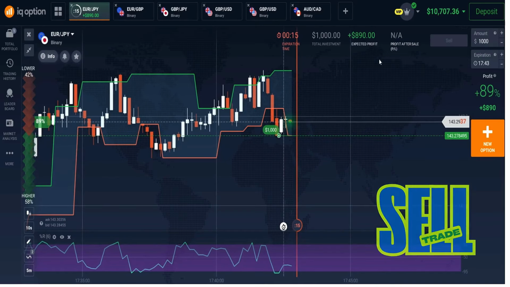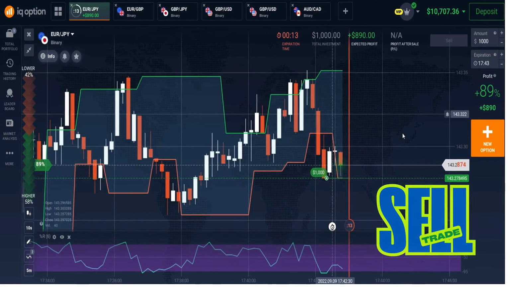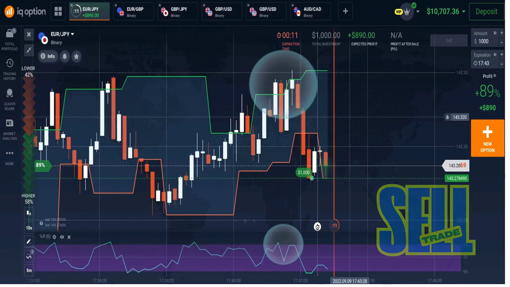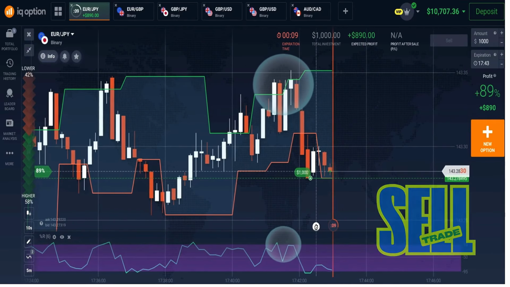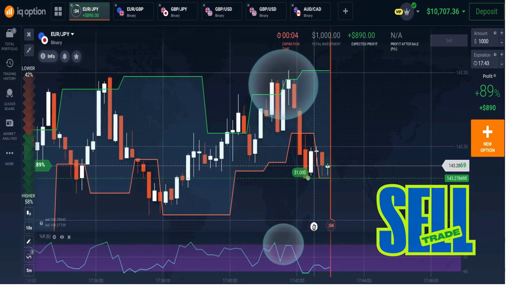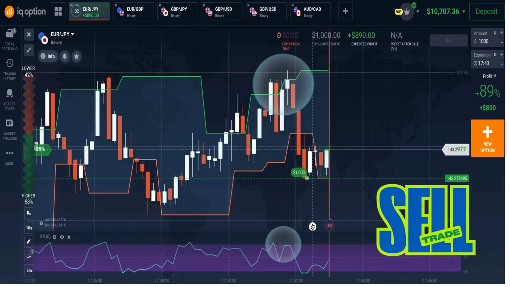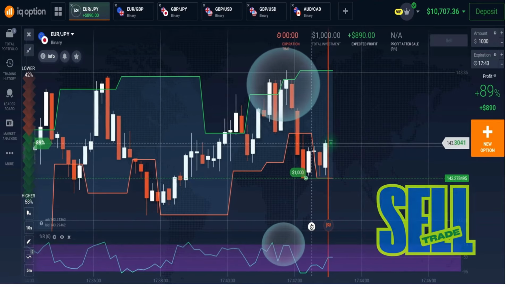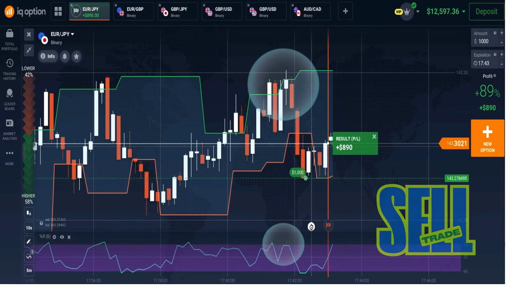Now let's look at the sell trade conditions. Enter a sell trade when price touches the upper band of the Fractal Chaos Bands and the Williams percent range touches or moves above -10. This shows a strong overbought condition and a possible short-term downward move.